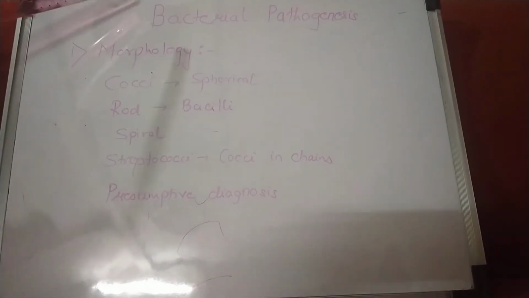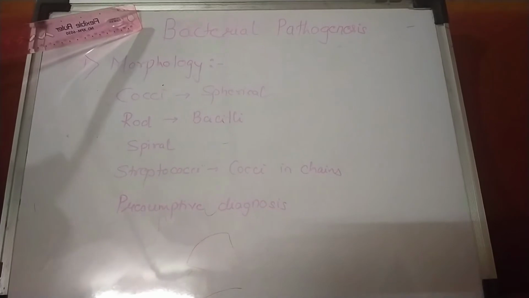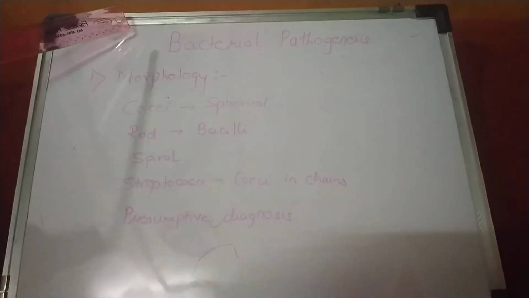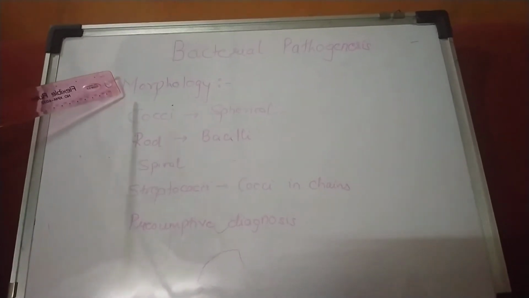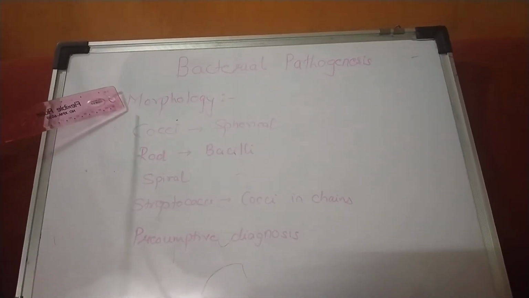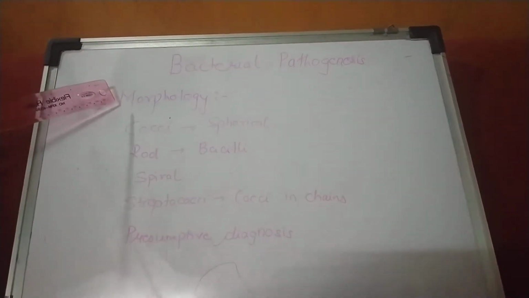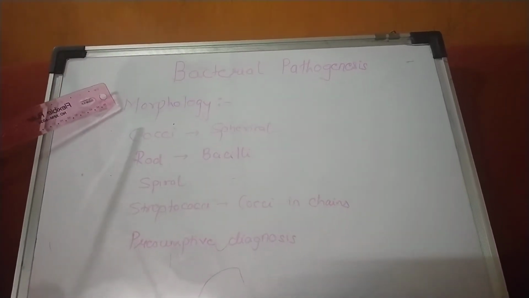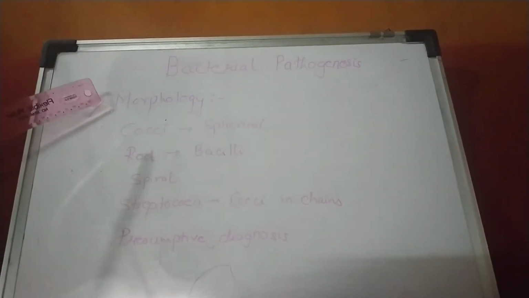Hello friends, today we'll discuss bacterial pathogenesis. Now when we discuss bacterial pathogenesis, the first point that is supposed to be discussed is the morphology of the bacteria. Bacteria generally appear in three basic shapes.